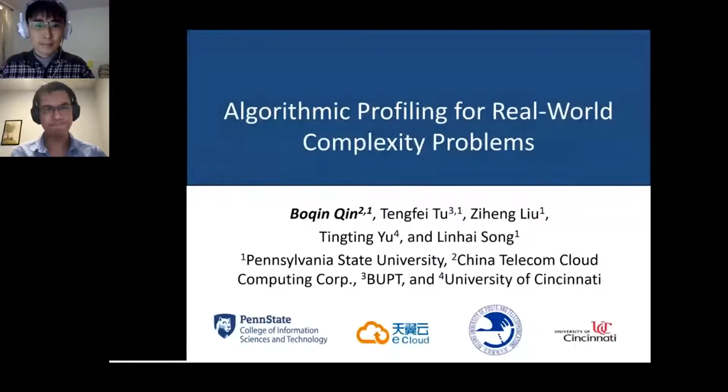All right, I'll put my chronometer here for every presenter so I can monitor the time, and then you can start with Bokin and his work, algorithmic profiling for real-world complexity problems. So you can share your screen and start your presentation. Is everything good? Yes, go ahead.